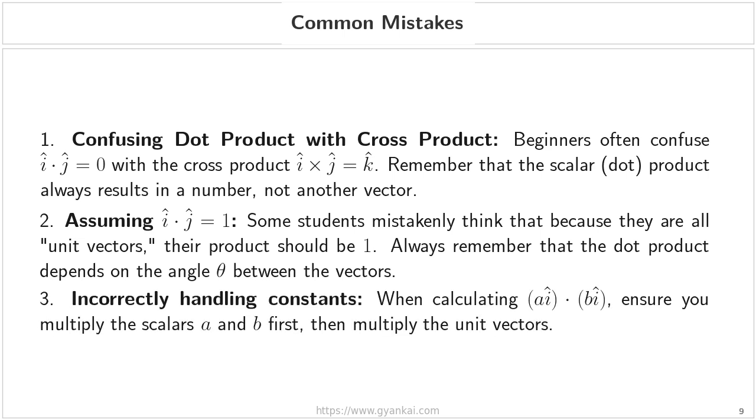Finally, pay close attention to how you handle constants. When you are faced with an expression like a i.b i, do not rush. A common error is to lose track of the coefficients. You must first multiply the scalars, a and b, together, and then multiply that result by the dot product of the unit vectors. Following this order of operations will ensure your calculations remain accurate.